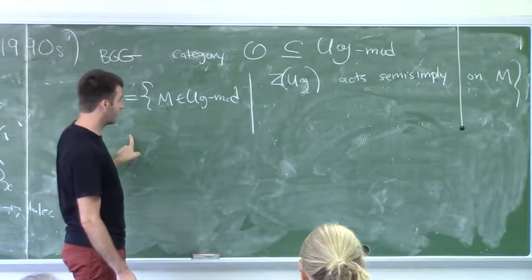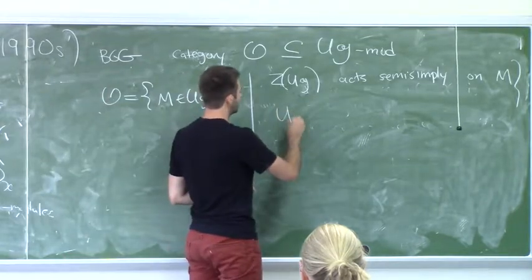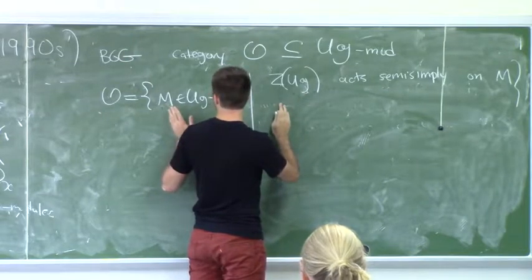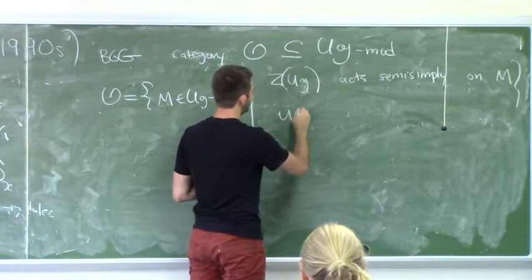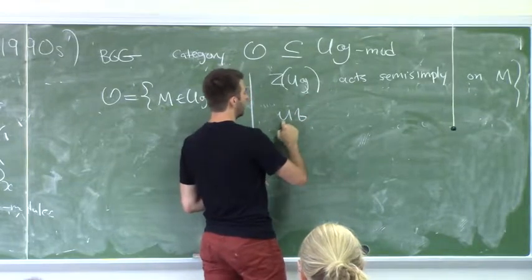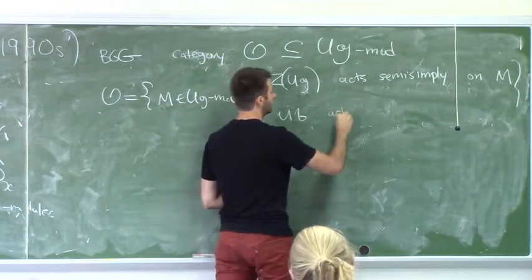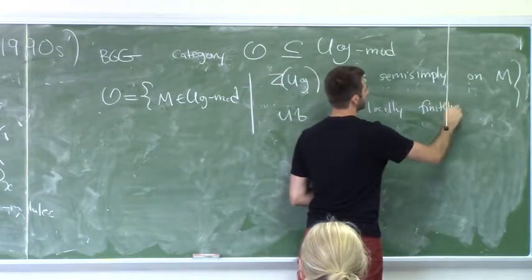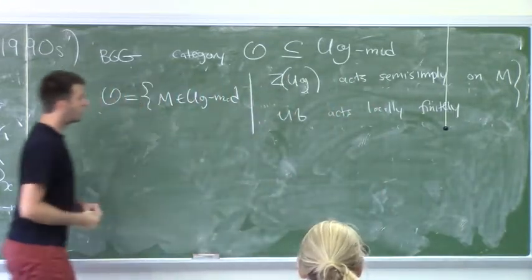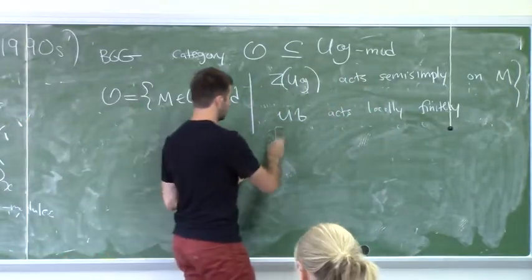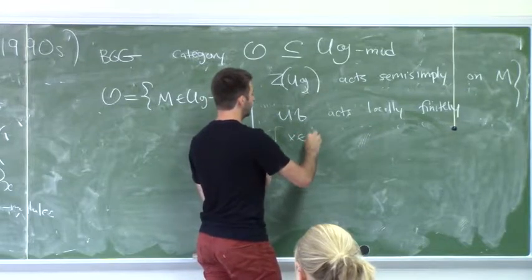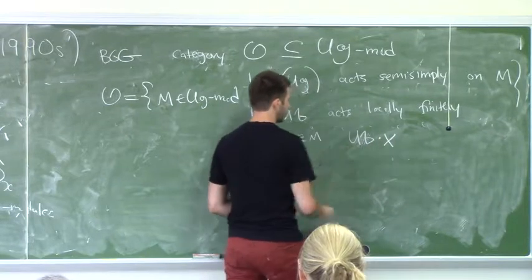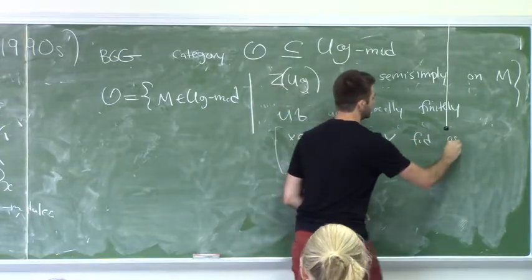And then the second thing that I want to say is that I want this thing to be locally finite. So I want the enveloping algebra of the Borel to act locally finitely. Let me say what that means, just in case. For each x in M, the space UB times x should be finite dimensional as a vector space.